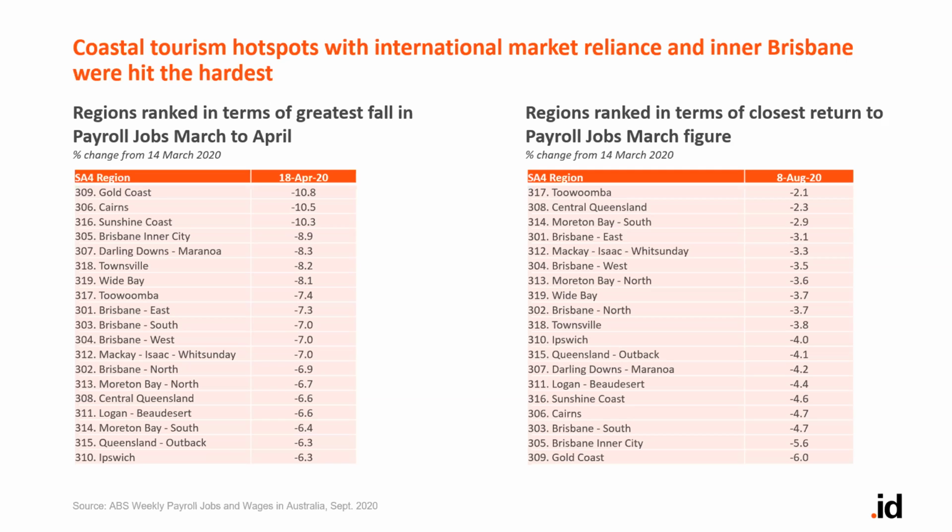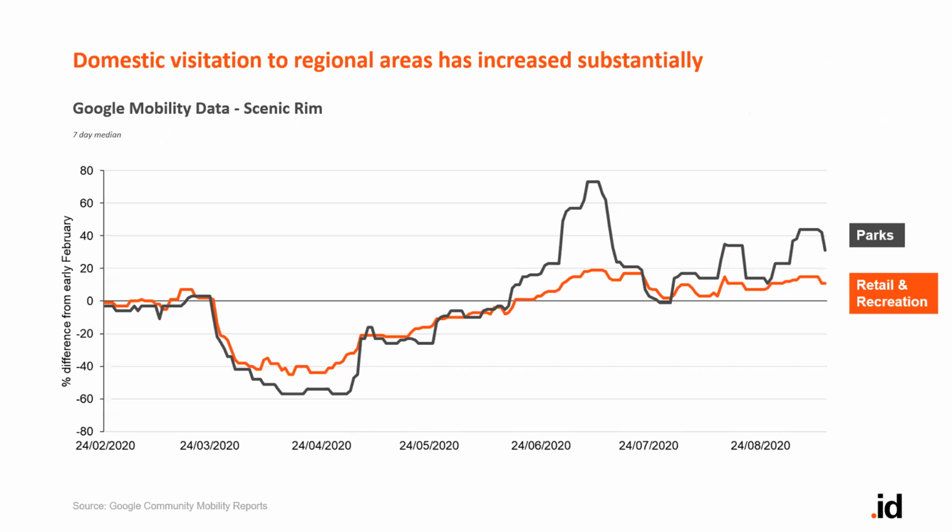Ag economies and mining communities are starting to recover the quickest. They're starting to revive. The agricultural sector is up, and we're starting to see lots of really nice stories of recovery in those areas. But we've still got a ways to go, and you can see down the bottom, Brisbane Inner City and Gold Coast still lagging behind.